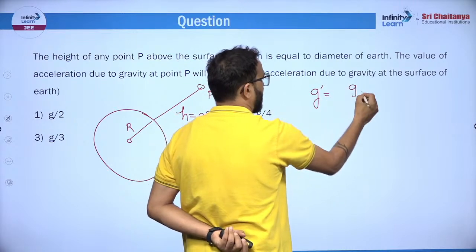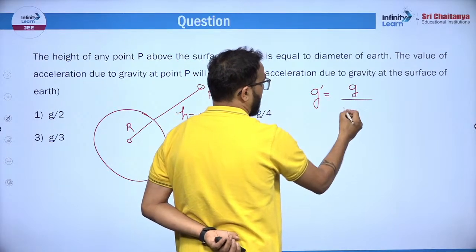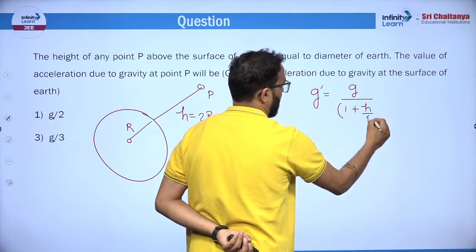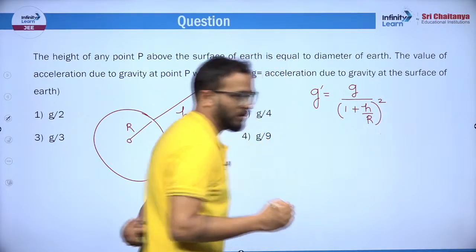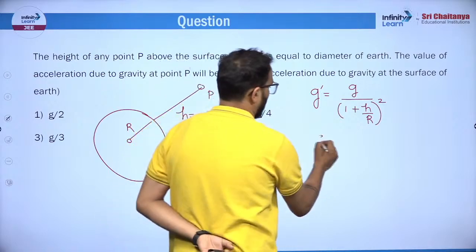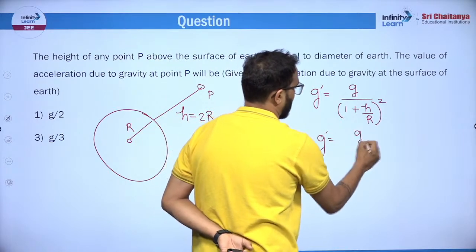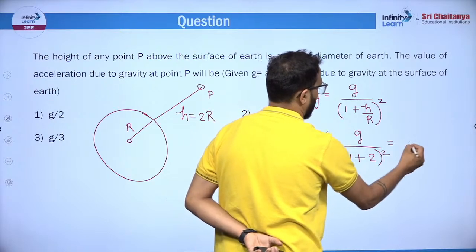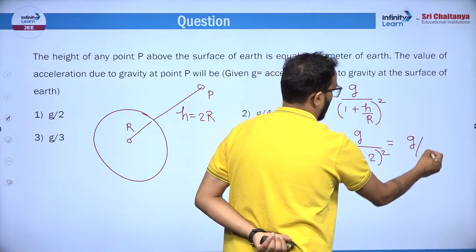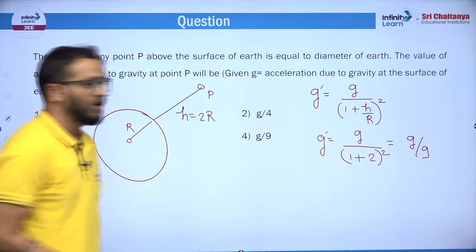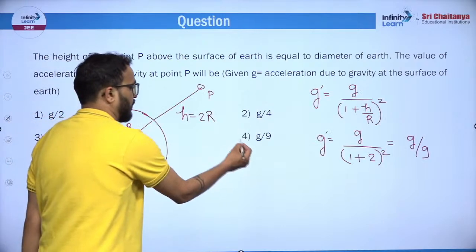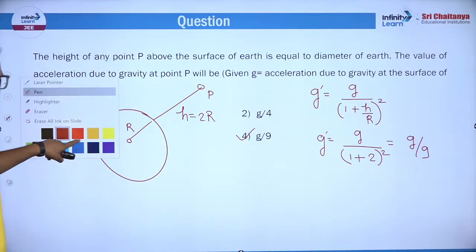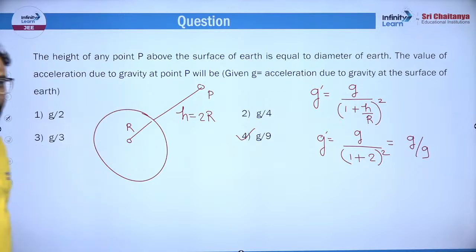You will say, sir, G dash. This question came in the 24th June exam also. G dash is G upon 1 plus h by R whole square. Now what is h? 2R, right? So G dash will be equal to G upon 1 plus 2 whole square, that is G upon 9. Which option is correct? The fourth option is correct. Let's see. Yes, the fourth option is correct. Are you getting it, my dear students? I hope it is absolutely clear.